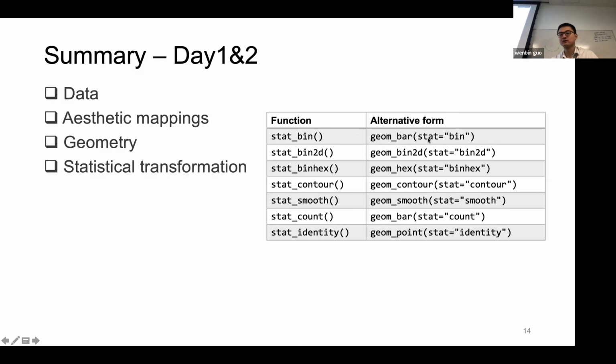For example, if you want to count the bins, you specify the stat to be bin. It will try to bin the continuous values and do the counting. If you want to do a contour plot, you specify the stat to be contour. And if you want to do some kind of fitting, you specify the stat to be smooth. And if you don't want to do any operations, specify it to be identity. So this is what we saw before about geom_bar used with a continuous variable.